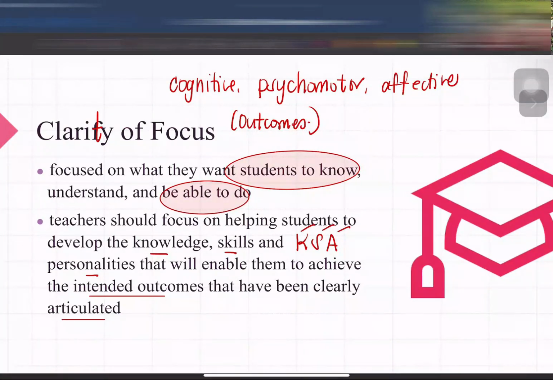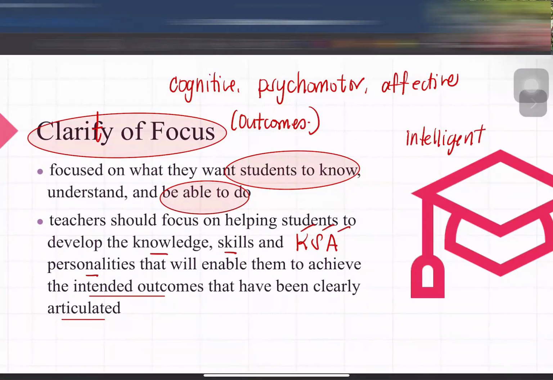So class, pag sinabi kong clarity of focus, hindi ko po pwedeng sabihin that at the end of the term or at the end of the grading period, my students will become intelligent. Hindi pwedeng ganon. Hindi ko din pwedeng sabihin that at the end of the first grading period, my students will become intelligent in mathematics. What do you mean by intelligent?